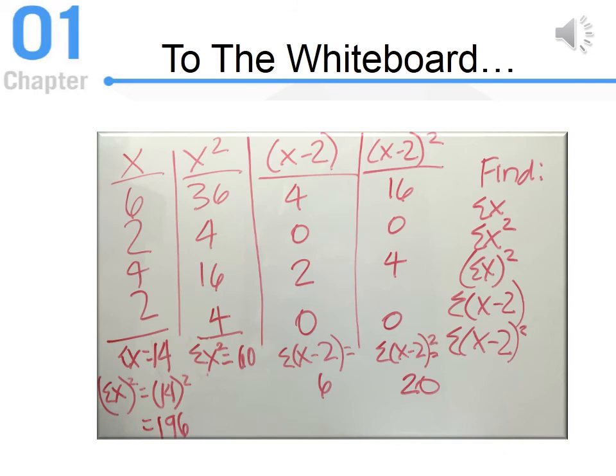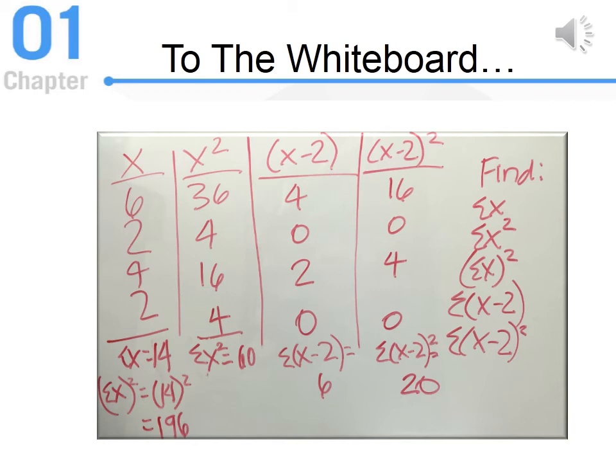So once you have those sums, it's a pretty easy thing to find the values that you've been asked to find. So first, the sum of x's is 14, add up the values. The square of the sum of x's is another way of saying 14 squared after you do the substitution. So that equals 196. The sum of the x's squared is 60. Add up the values in that column.